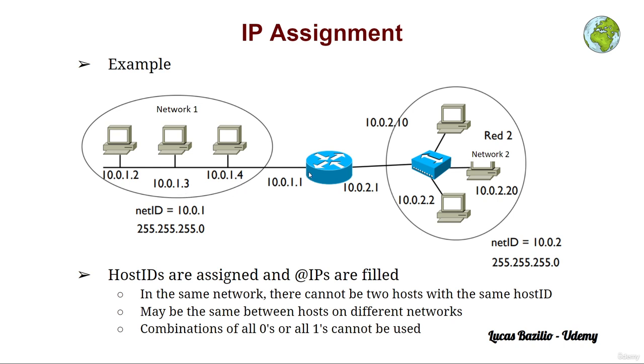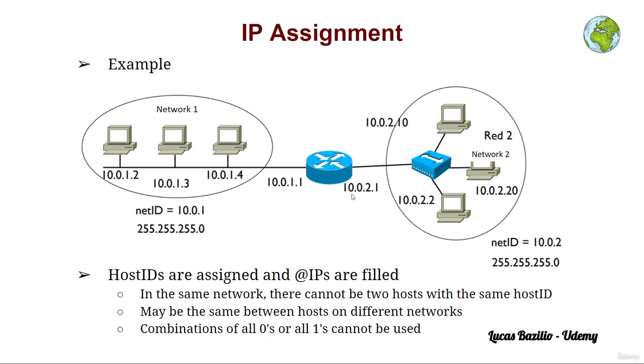And now we come to the router interface. Since this interface belongs to network 1, and this is very important, if I have a network connected to a router, the interface that connects the router with this network needs to have the same net ID as the network. That's why here we have the net ID 10.0.1, and here this is the interface identifier, the host ID. This is 1 in this case.